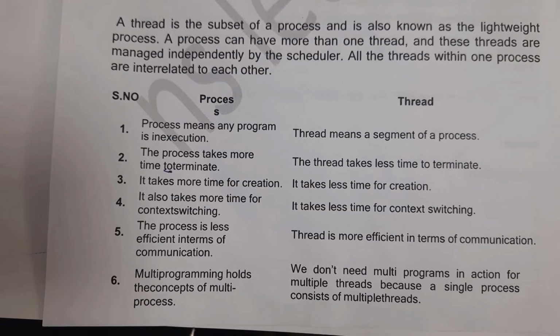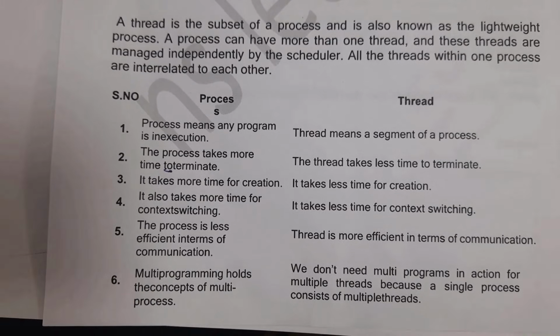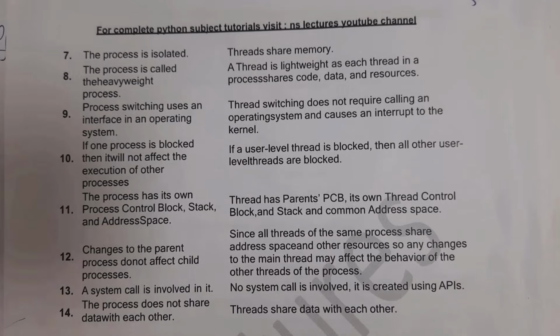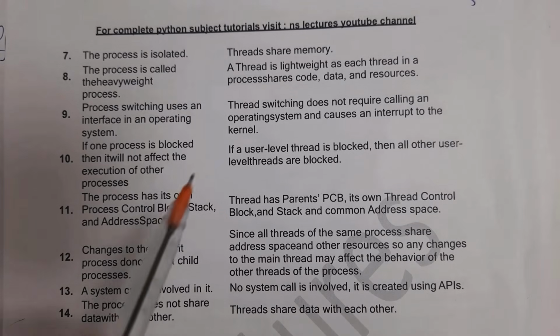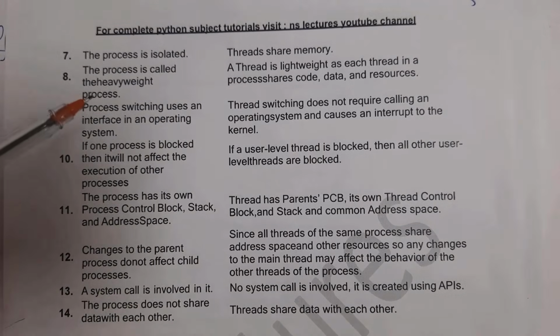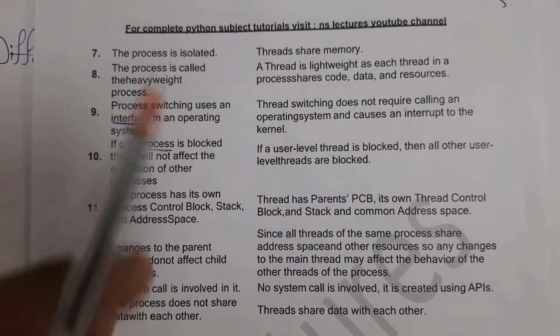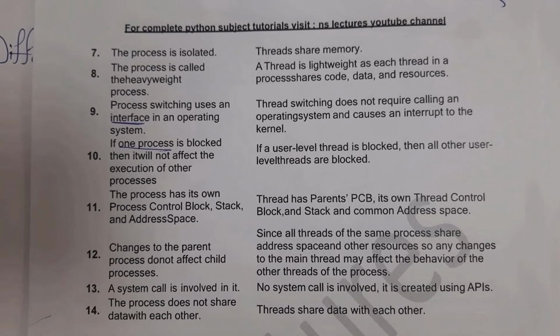Multi-programming holds the concept of multi-process. If you want to execute multiple programs at a time, then you need multiple processes. Whereas for threads, there is no need of multiple threads because each process contains multiple threads. The process is isolated, that means a process will not share memory, whereas threads share memory. Process is heavyweight, whereas thread is lightweight. Process switching uses an interface in an operating system, whereas thread does not use an interface in an operating system.